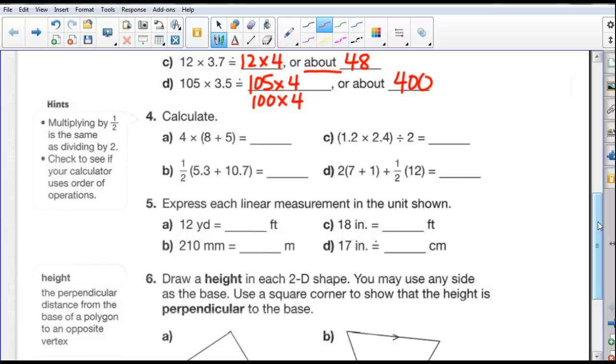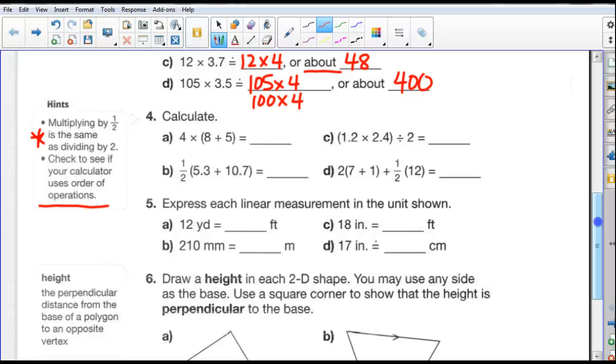Multiplying by 1/2 is the same as dividing by 2. That's important to know. Okay, and also check to see if your calculator has order of operations. Order of operations is just BEDMAS, which you've learned from junior high. BEDMAS is an acronym. It stands for brackets, exponents, division, multiplication, addition, and subtraction. You have to do those order of operations when you're doing calculations with multiple steps inside. Your calculator usually does it automatically.